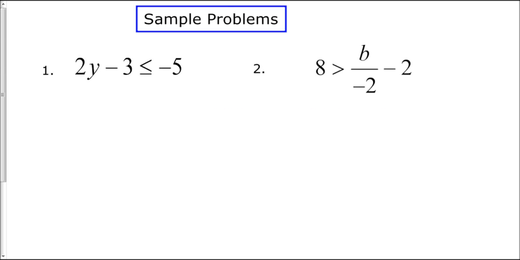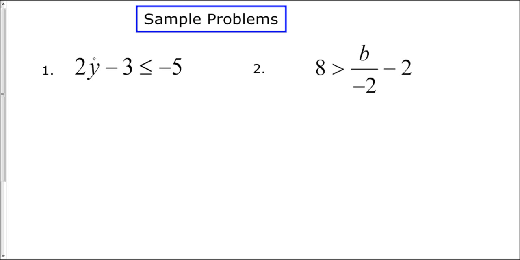In this video, you'll see how to solve two-step and multi-step inequalities. So here are some sample problems. Remember, when we're solving an inequality, we're basically going to do the same thing we did when we are solving an equation, but we want to make sure we graph our solution when we're done and also watch out for the negative coefficients. So let's take a look at this first example here.